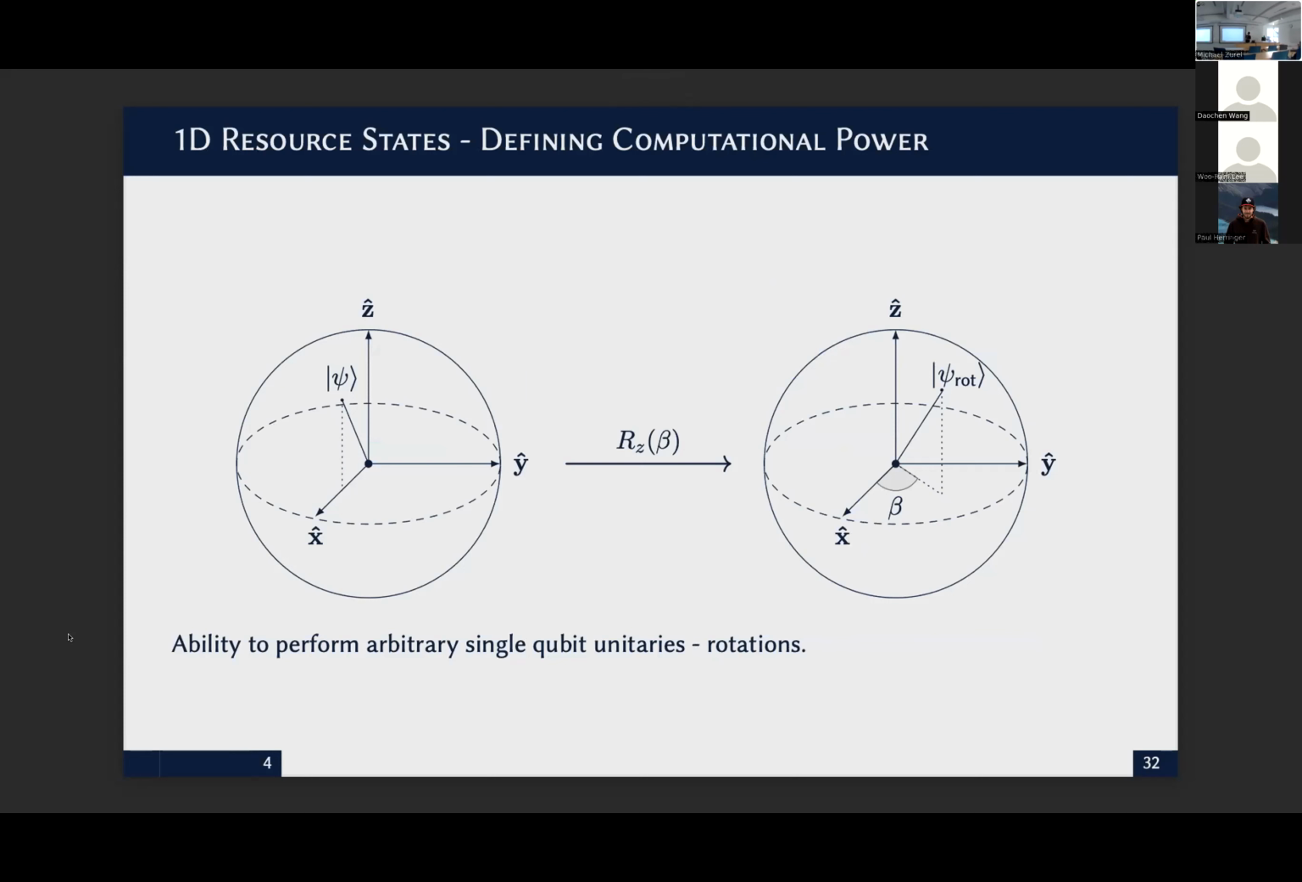So I've been throwing around the term computational power a lot. It'll be useful to have an operational definition for what this means. I'm going to mean it as the ability for a state to harness arbitrary unitary operations. And in our case, because we're looking at one-dimensional states which can simulate a single logical qubit, this corresponds to the ability to perform rotations.